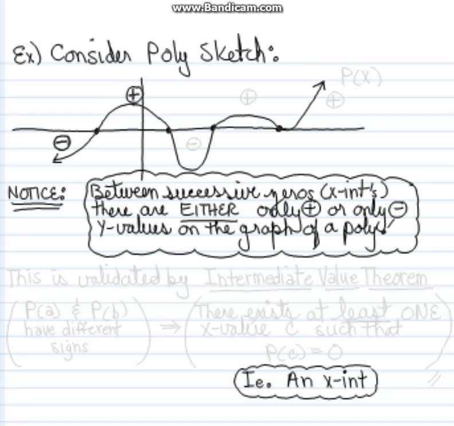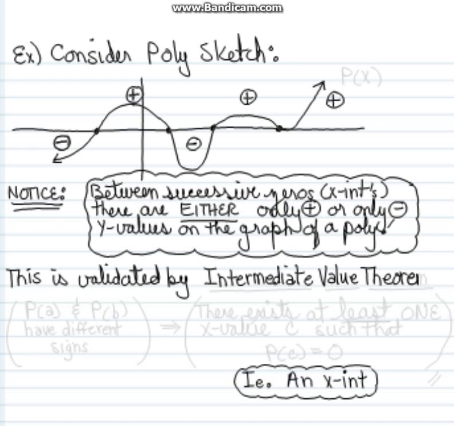Between the next two zeros, all the y values are negative because the graph is below. Then we have positive for the graph above, and then again positive for the graph being above because that was just a kiss at that intercept. Okay, so this fact that we are either always positive or always negative between successive zeros or roots, it's validated by something called the intermediate value theorem.